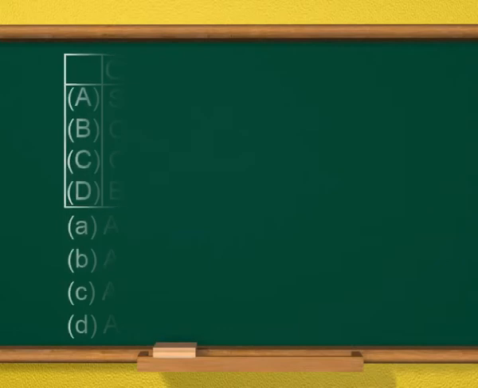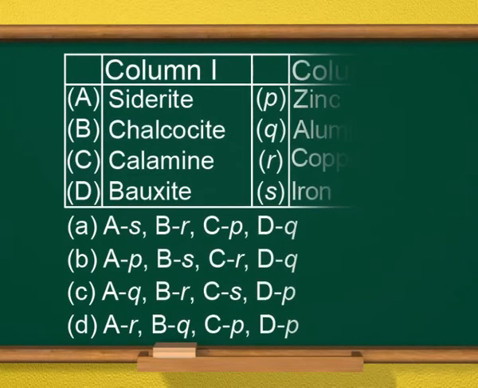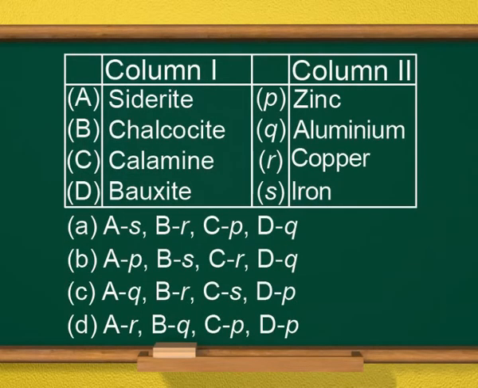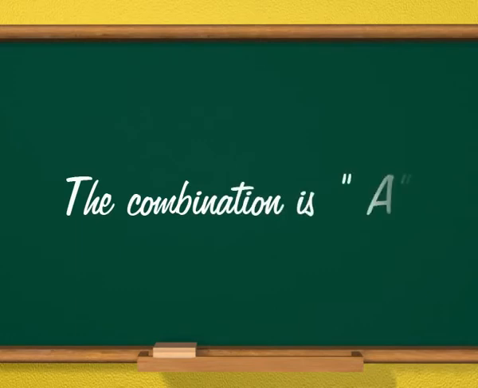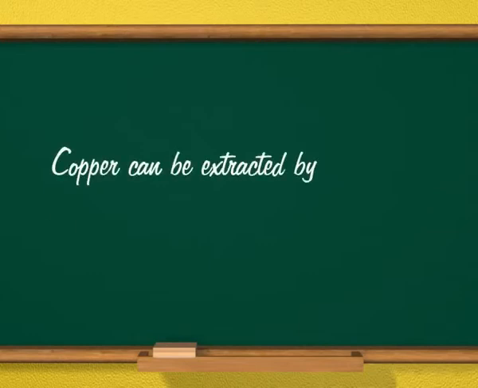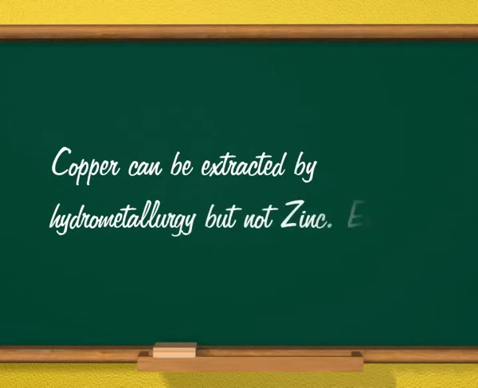And now the next question is, match the following columns. Which one of them do you feel is correct? The answer is, the combination is A. Now let me ask you one more question. Copper can be extracted by hydrometallurgy but not zinc. Explain.